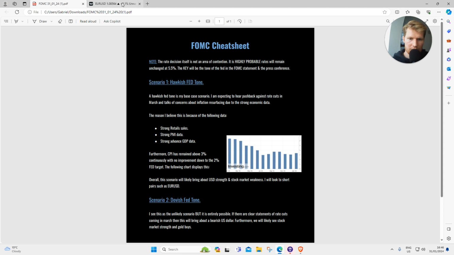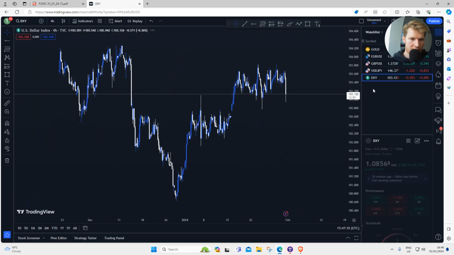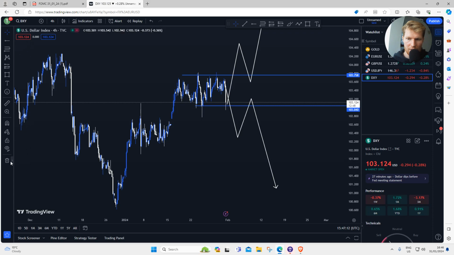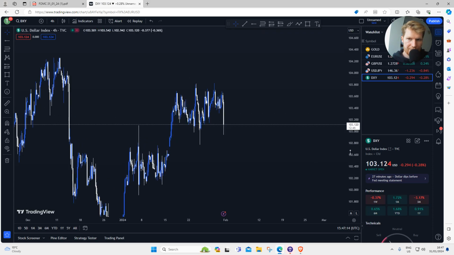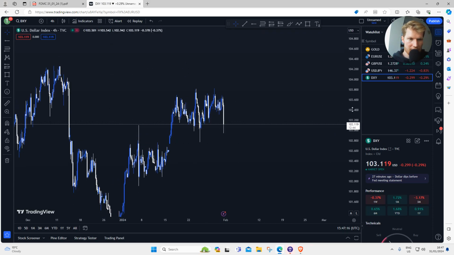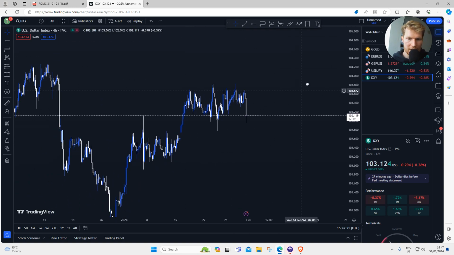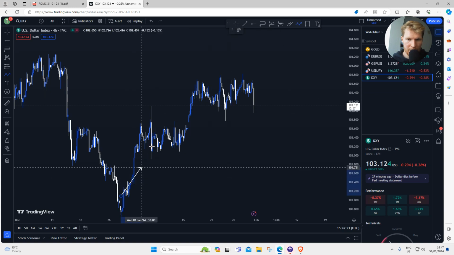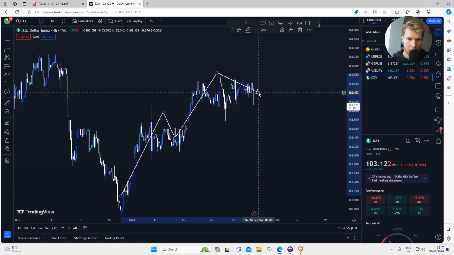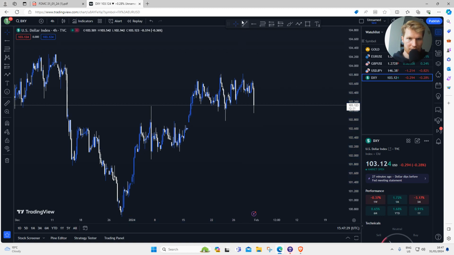So let's go look at some charts. The first thing I'm going to look at is Dixie. Basically, this is the US dollar index, Dixie. If you look at Dixie, we've been trending since the start of 2024. We've had this kind of uptrend, and recently in the past couple of weeks, we've consolidated sideways and created this pretty big range right here.